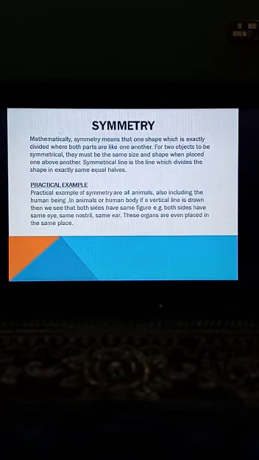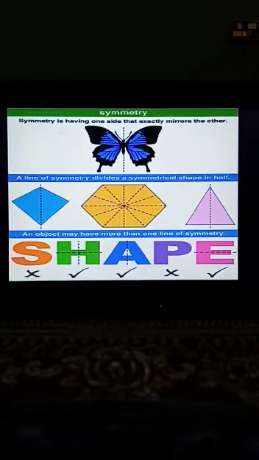So let's discuss some practical examples from which you can easily understand the process, or the method, of symmetry. Practical examples of symmetry are all animals, including human beings, because we are also included in the category of animals. In animals or the human body, if a vertical line is drawn, then we see both sides have the same figure. For example, both sides have the same eye, same nostril, same ear. These organs are even placed in the same place. So they are all examples of symmetry.